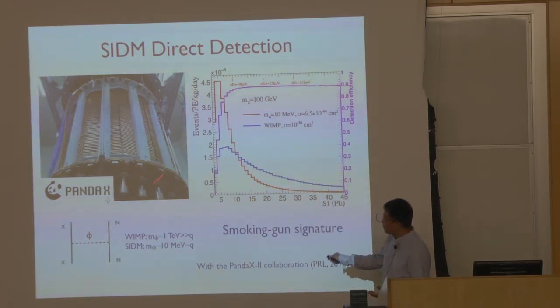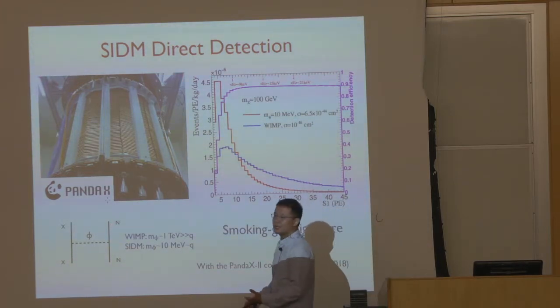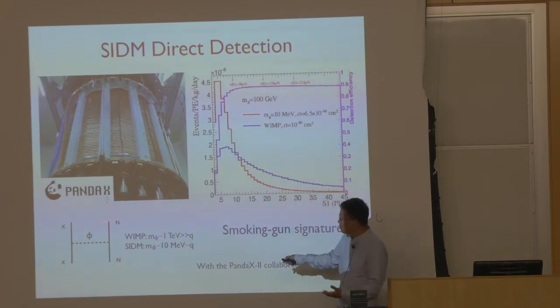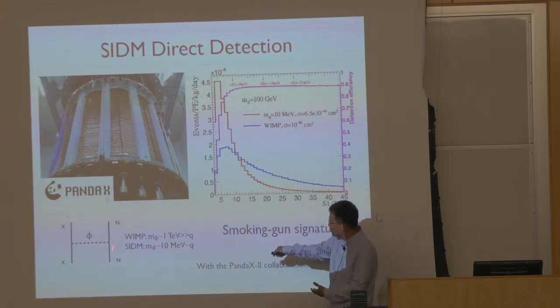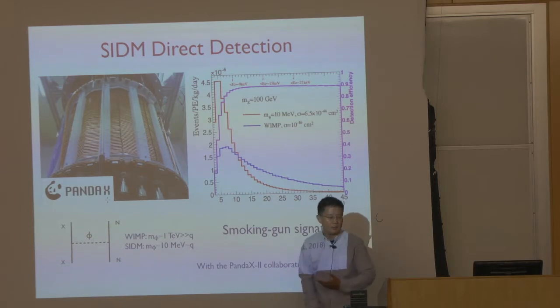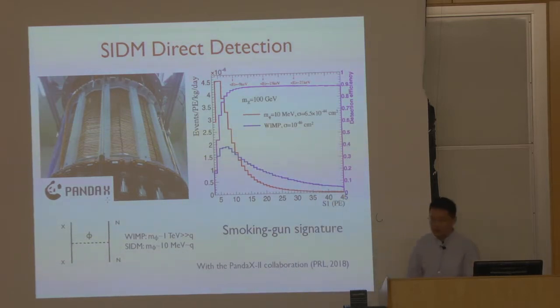because this interaction has such a momentum dependence, you can replace the nucleus by dark matter. You will get self-interactions, right? You cannot avoid it because this is a Feynman diagram from particle physics. You can replace these two legs by dark matter, right? If you see the signal. So this is a collaboration with the PandaX experiment.